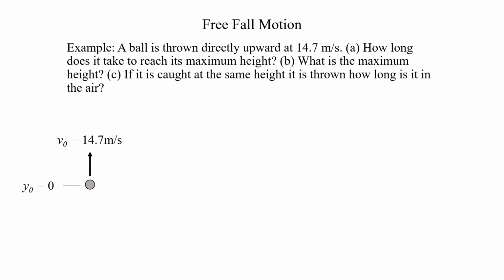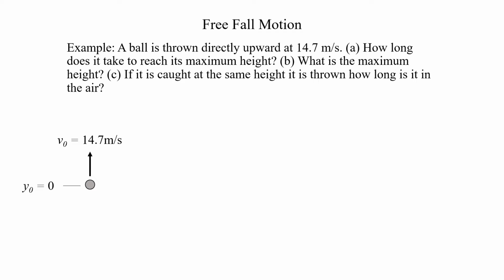Alright, here's an example. A ball is thrown directly upward at 14.7 meters per second. A. How long does it take to reach its maximum height? B. What is the maximum height? C. If it is caught at the same height it is thrown, how long is it in the air? Alright, so I drew a little picture here. I have my ball, and we're going to call the initial position when we throw it up y equals 0. And we have an initial velocity upward at 14.7 meters per second.